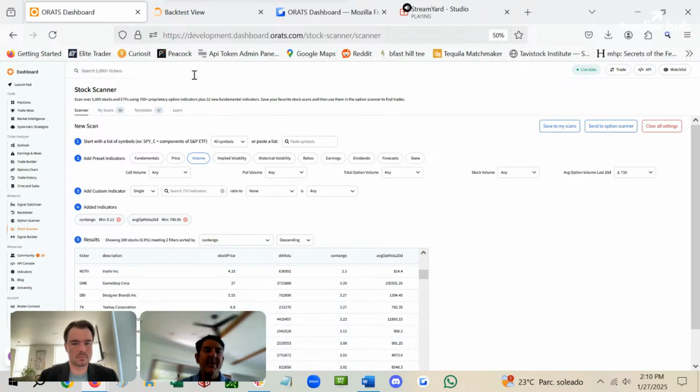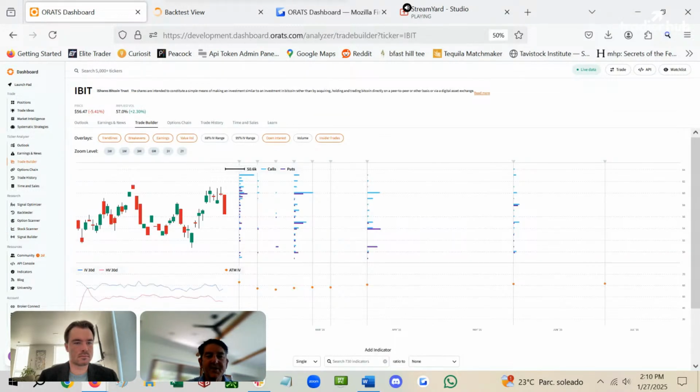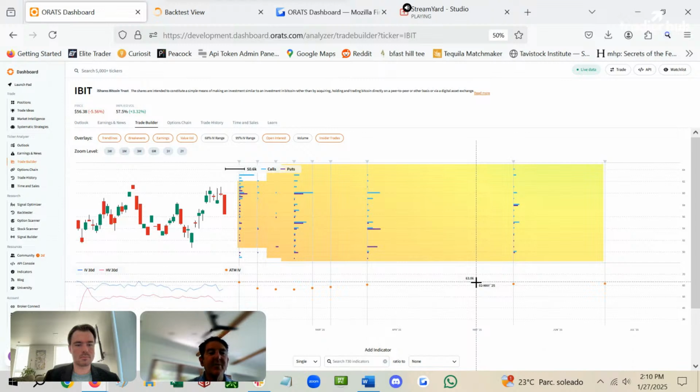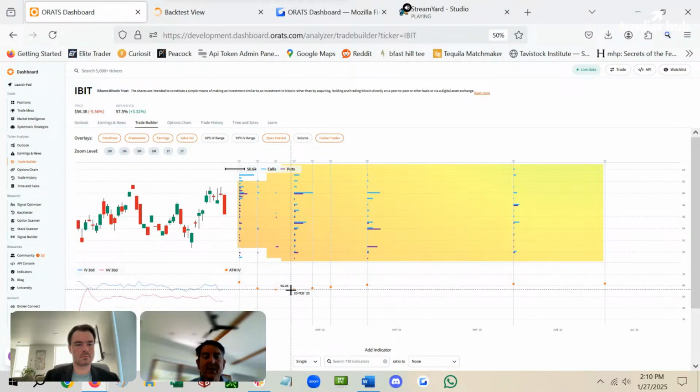Yeah, let's try IBIT. So this is, of course, the Bitcoin ETF, and you can see that these front months are lower than these back months, and that's usually typical for stocks. Bitcoin's not moving around as much as other stocks, and it's still in Contango, as we call it, Tyler.